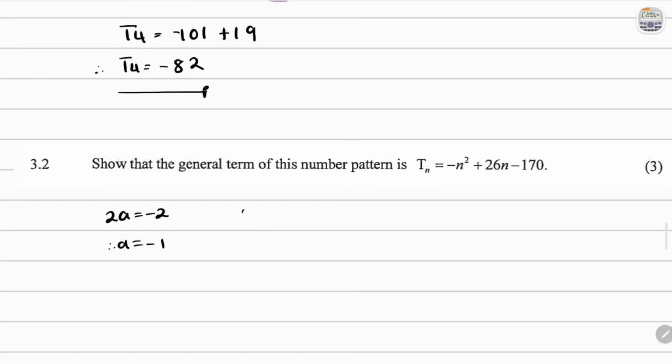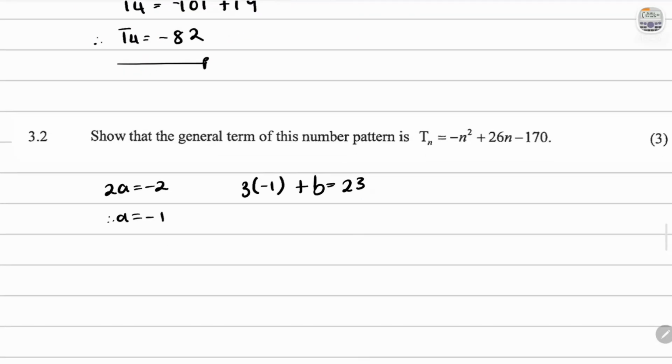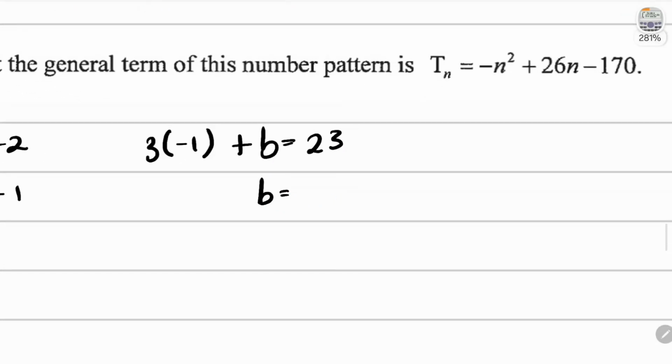And then 3a plus b. But we already know what a is. It's negative 1. So 3a plus b is equal to 23. So that's 23. And so b would simply be equal to 23, and this multiplies to give you negative 3. And if you transpose it to the right-hand side, it's going to give you a positive 3. So that would be 26.